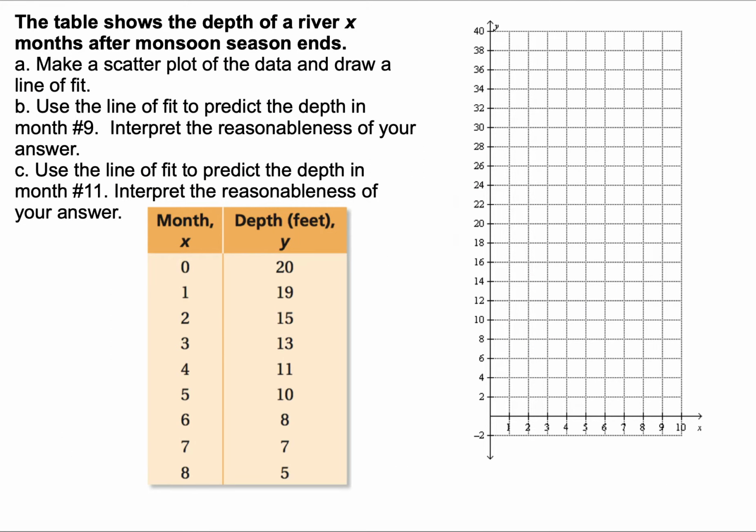Okay, the table shows the depth of a river X months after the monsoon season ends. Make a scatter plot of the data to draw a line of fit. Now, for the YouTube video, I've previously plotted these points, so you don't have to watch me plot them. And you can see that it looks like it's going down over time, which makes sense.